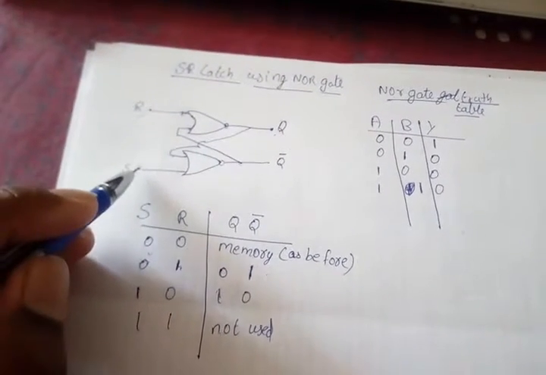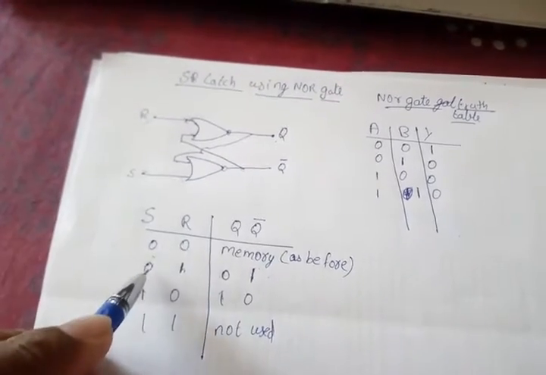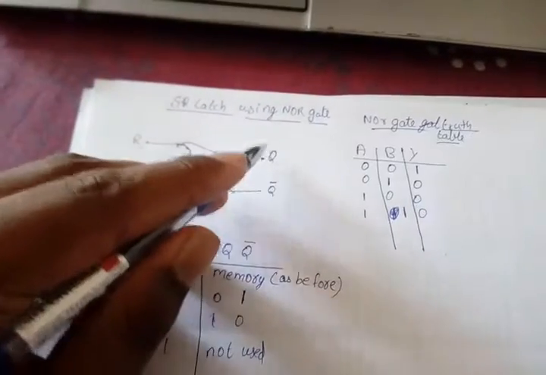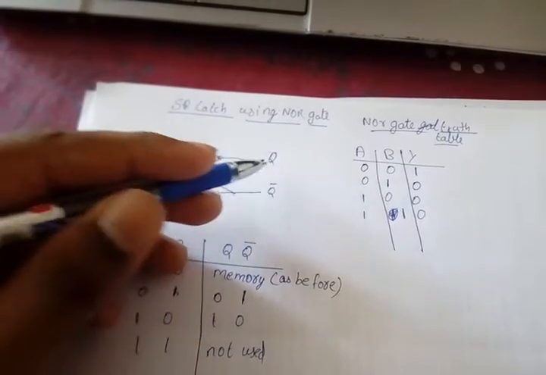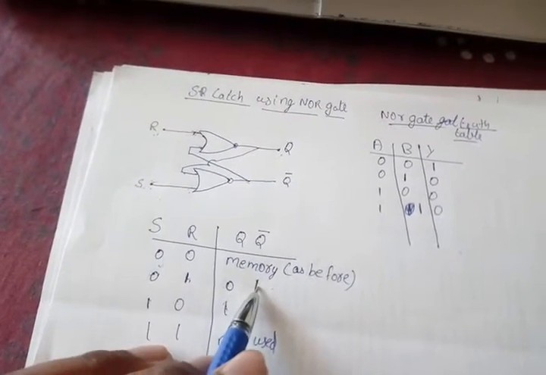Next, S is 0. Here S is 0 and Q is also 0. When both inputs are 0, the output will be 1. Thus Q bar is 1. Here Q bar is 1.